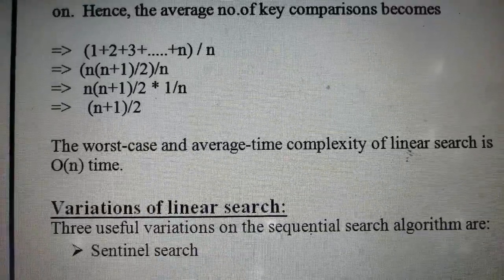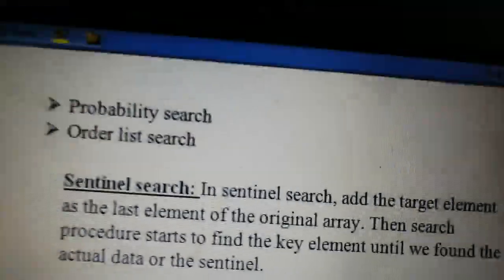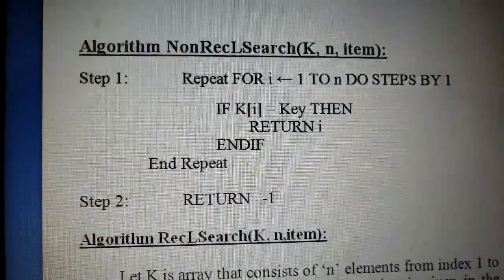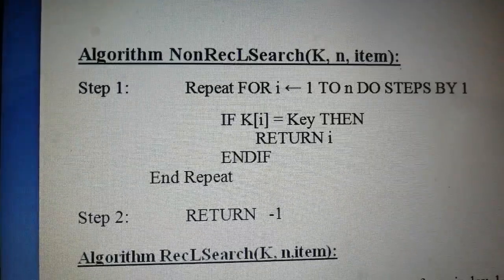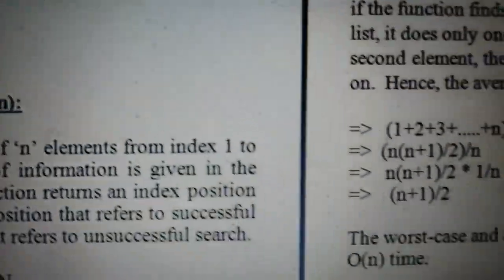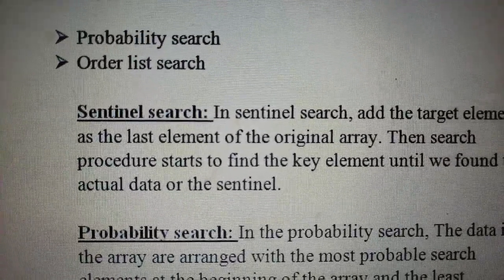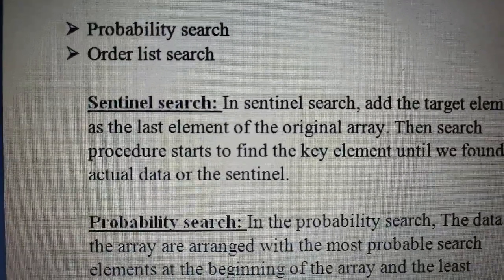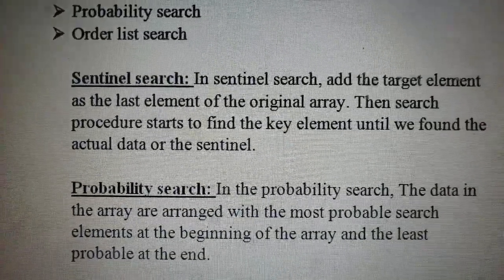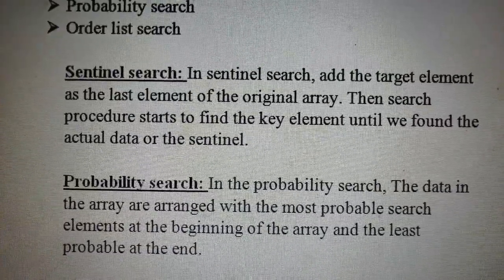There are different variations, or different forms, of linear search. One is sentinel search, another is probability search, and the other is ordered list search. Sentinel search is where the target element is placed as the last element of the original array. We represent it as the key element, and we find the actual data through the sentinel.